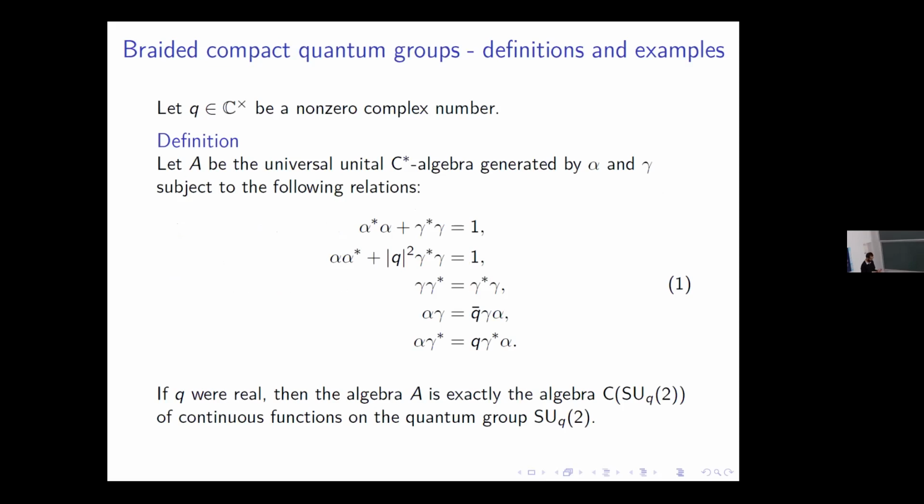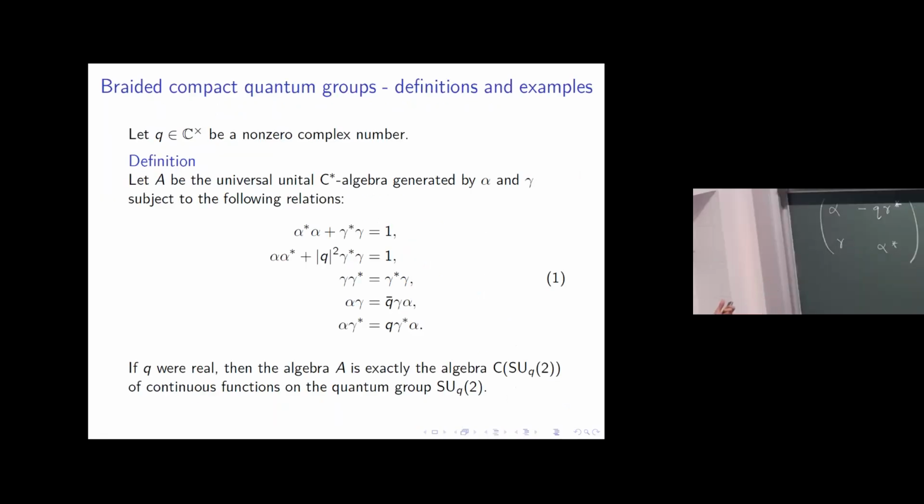So we start with the following example. Suppose q is a non-zero complex number. You take A to be the universal unital C-star algebra which is generated by two generators alpha and gamma, subject to these relations. They look a lot like the usual SU_q(2) relations and may be succinctly written as this. The relations are also equivalent to this matrix being unitary.